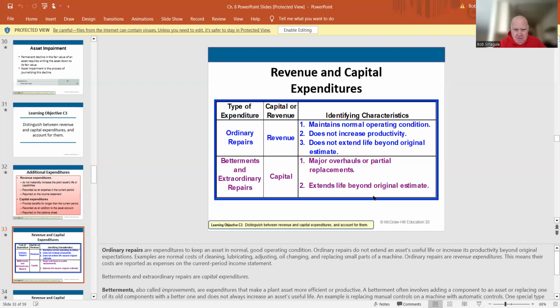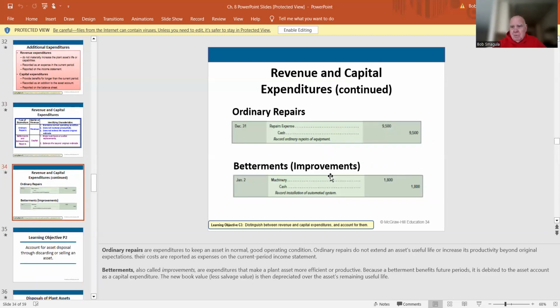And here's a good way to say it right here. Ordinary repairs, those are expenses. We don't depreciate them. We record them as they happen. They're a normal course of business. Ordinary expenses maintain the asset, doesn't increase anything. The betterments and extraordinary repairs, that's a different thing. Major overhauls or partial replacements extend the life beyond the current estimate. Well, there you have a balance sheet item called a capital expenditure. And the word expenditure just means spending, by the way, spending.